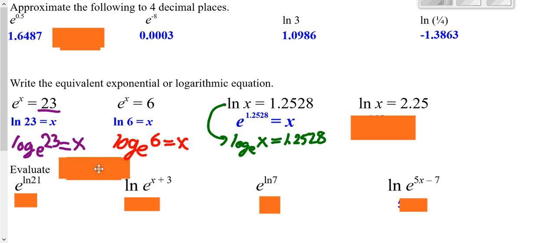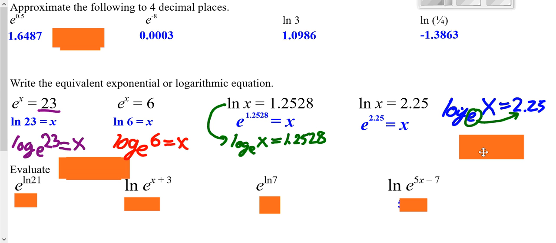Same idea over here on the right. Go ahead and rewrite this so that this is a normal log. So go log base e of x is equal to 2 1/4. Then you can always take your base, swing it over, and hit your exponent up. And then we get this.